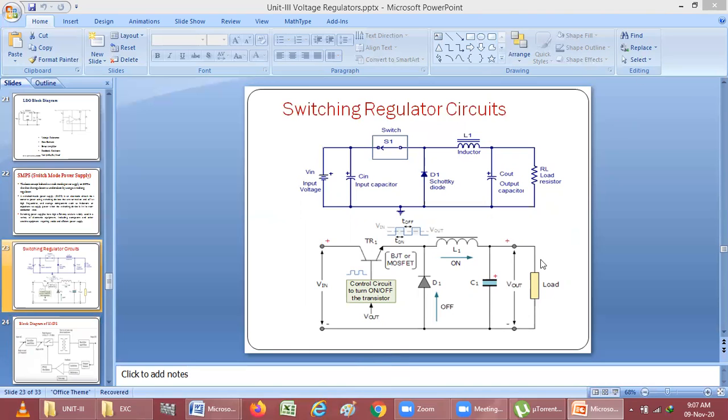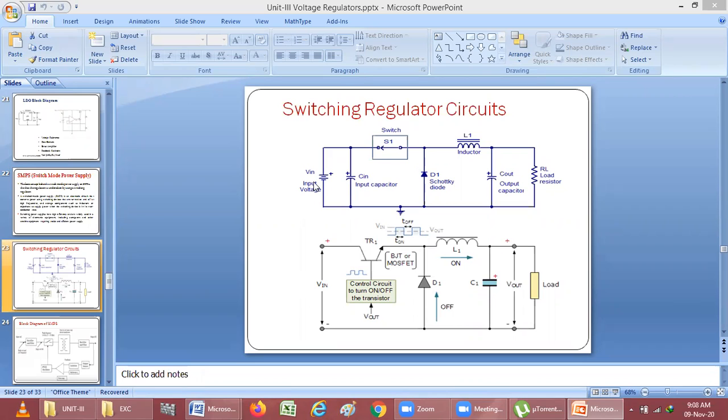Okay, ma'am. So here we have seen about the SMPS. Now we have to study the three types of switching voltage regulator. If it is buck or boost, the switching regulator circuit will look like this. In a switching regulator circuit, we are using SMPS, where we use a device as a switch, which can be a BJT or a MOSFET. Any device can be used as a switch. By using the switching mechanism, we can regulate the voltage. So this is the basic circuit diagram for a switching regulator.